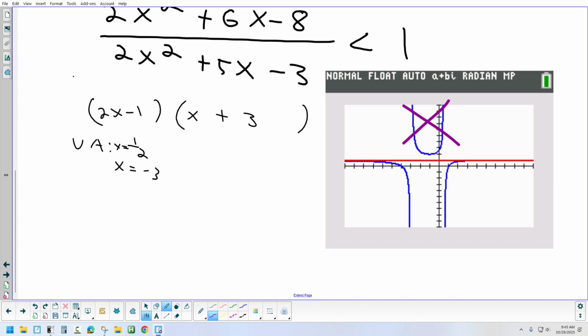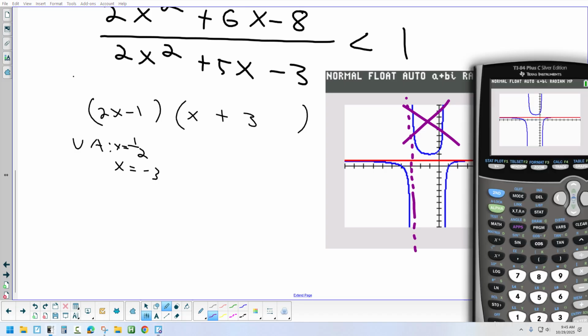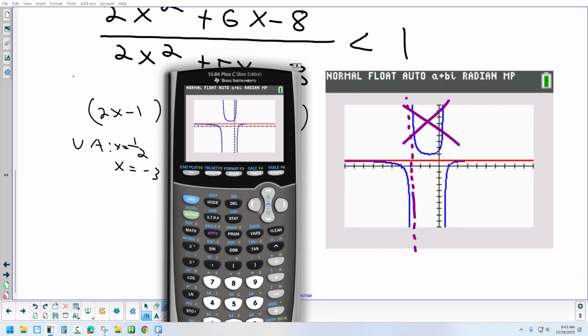Now, let's see what happens on this left section. Okay, this is the section that goes right up to the vertical asymptote at -3. What I want to check is, I can see that it's under the red line, but the question is, does it ever go above it?